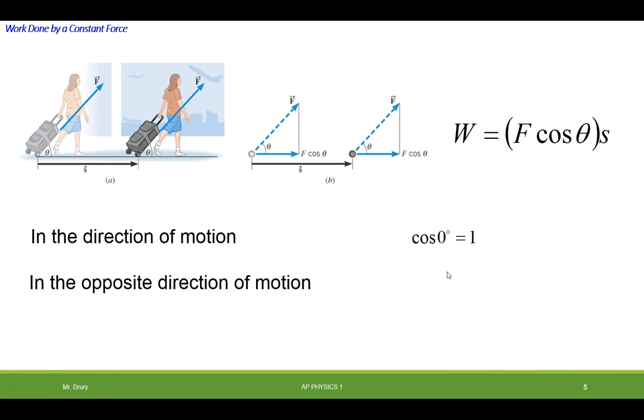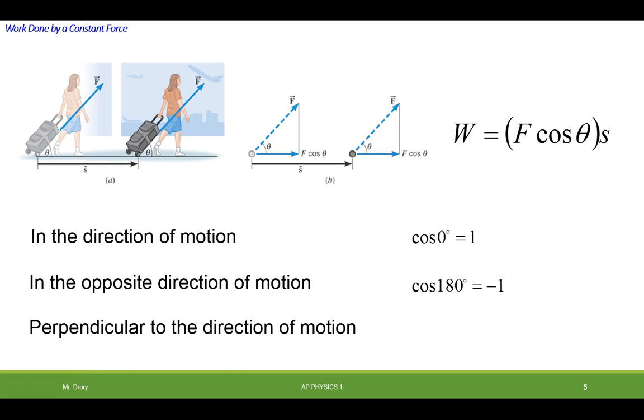In the opposite direction of motion, now imagine this F was not going in the direction of motion, but in the opposite direction, how much work was done? Well, the cosine of 180 degrees is negative 1, so the work done on the object would be negative. And if you pull it perpendicular, now you're pulling straight up, but the object's going to the right or left, that would be 90 degrees, and the cosine of 90 degrees is 0. And you may understand this a little bit better once we do a couple examples in the next few slides.